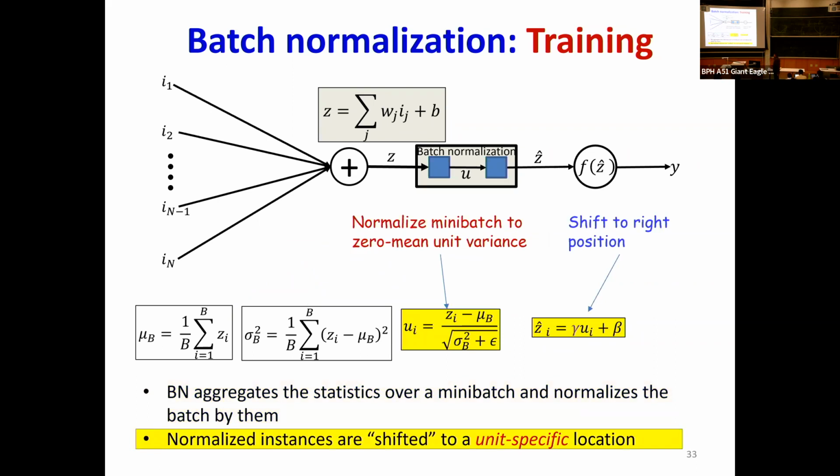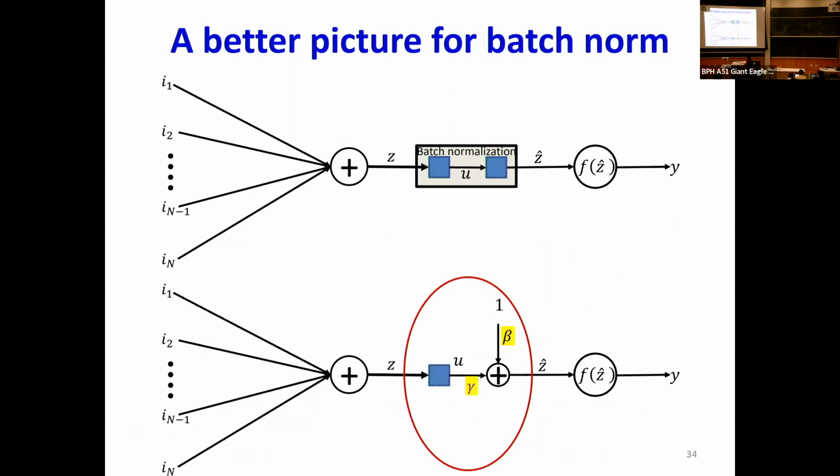So you are normalizing the mini batch to 0 mean unit variance, and then you're scaling and shifting to the right position. I can write the whole thing down as a figure. If I had to plot it, this is what it's going to look like. I have the weighted sum of values coming in, and a bias. I'm ignoring the bias. You can imagine I have one more input, which is 1. And so I get the value z.